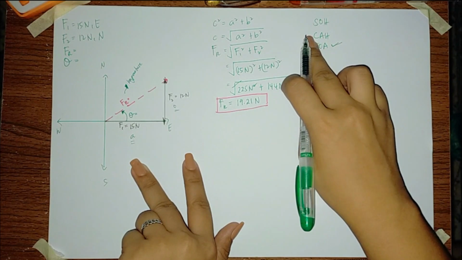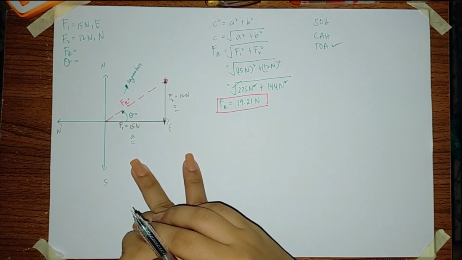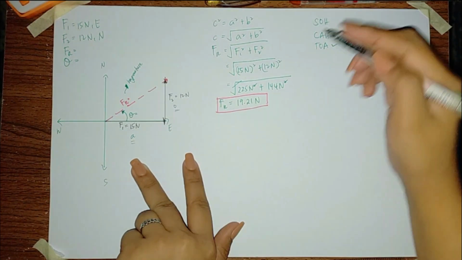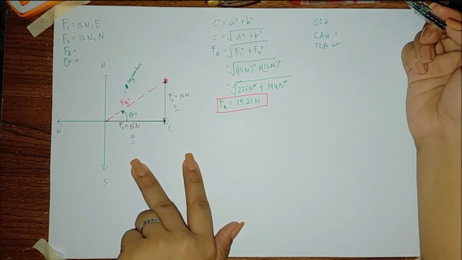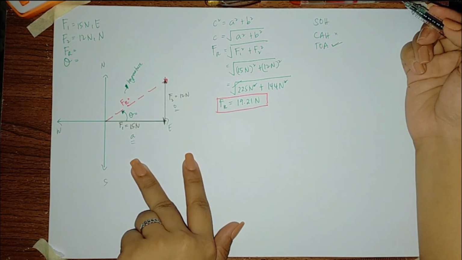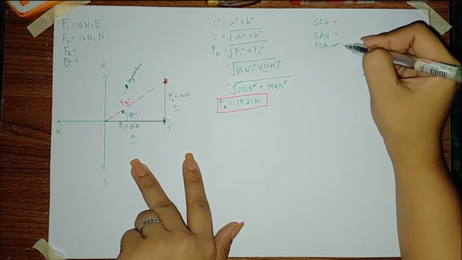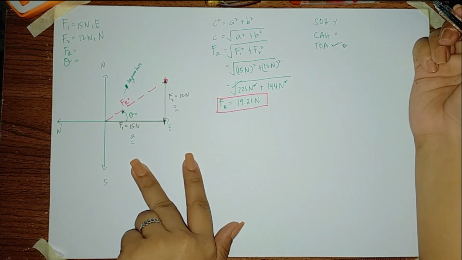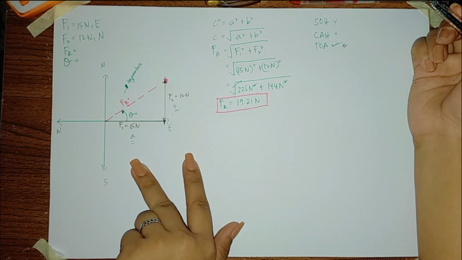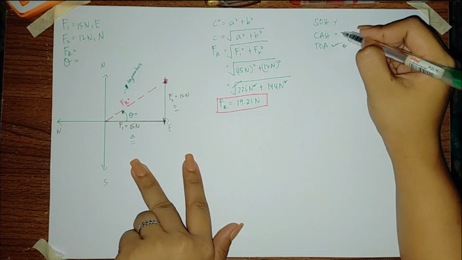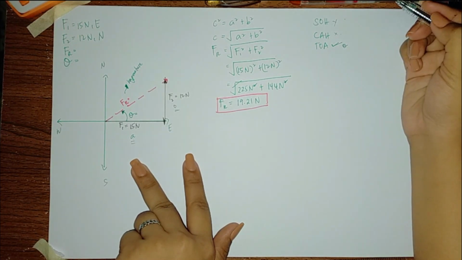Kailan ta gamiton si cosine at saka si sine? Masapos gamiton si sine if mangita kita kay x. Masapos gamiton si sine kapag mangita kita sa y. Amo na siya. So, masapos gamiton si TOA kapag mangita kita sa atong angle. That's it for our SOHCAHTOA. But then, if you know how to solve for the angle using your cosine and sine functions, there's no problem. You're free to use those.